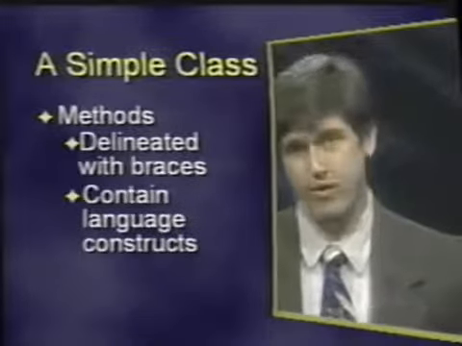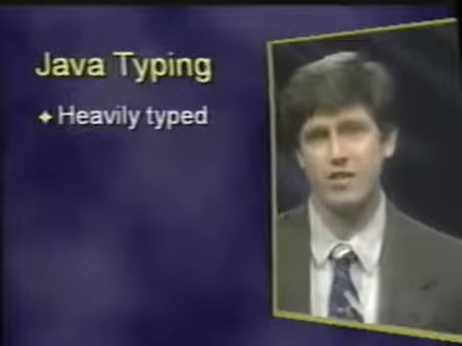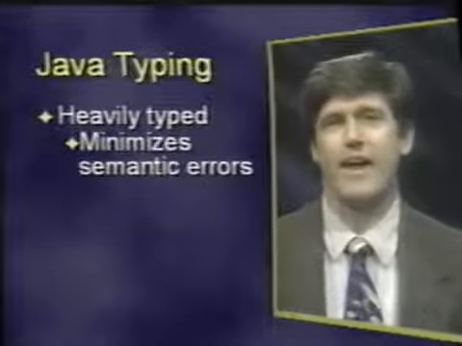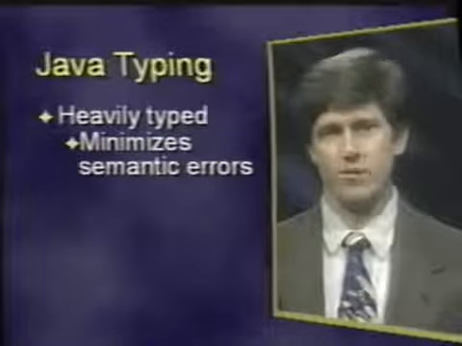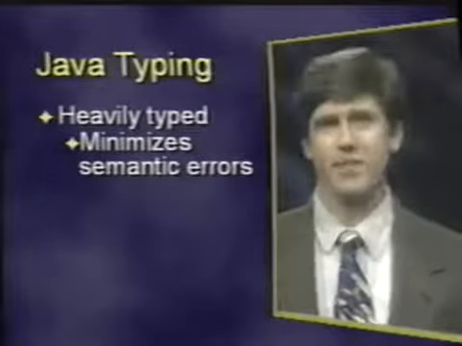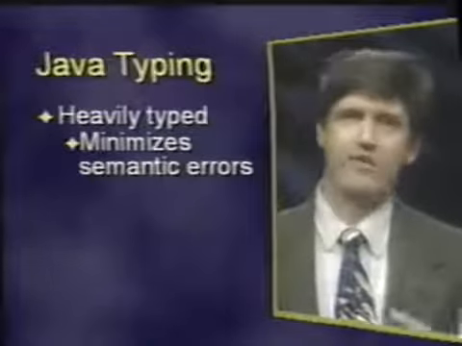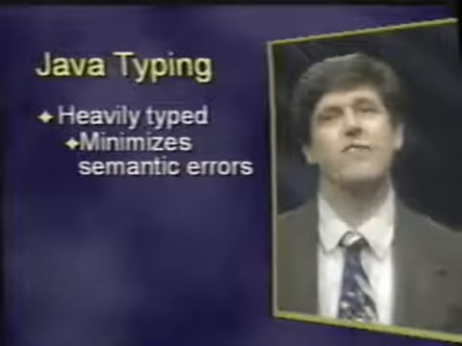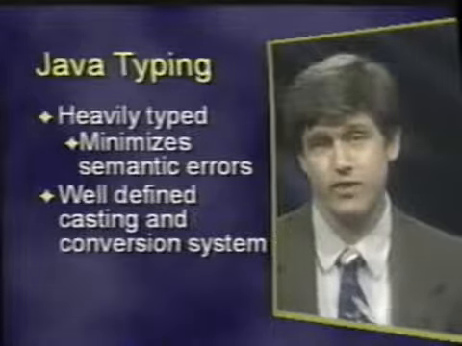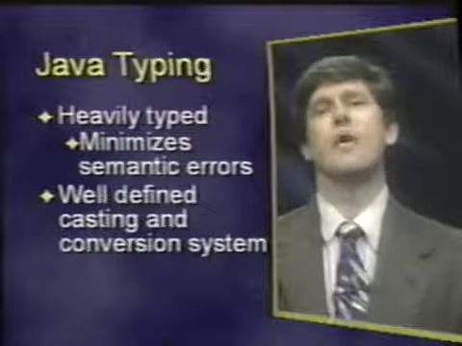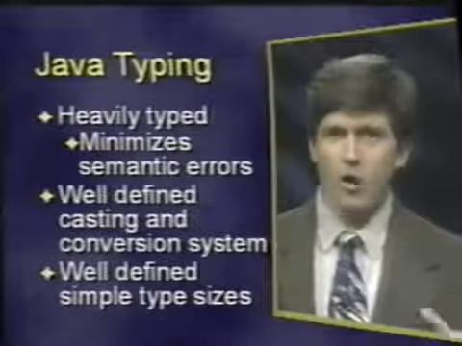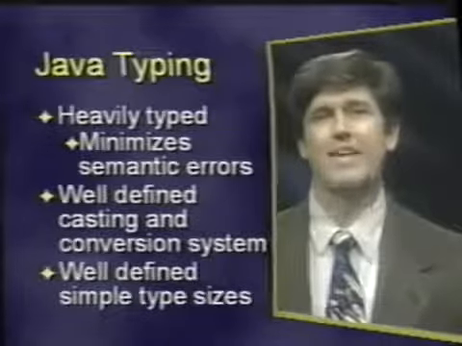Now typing, this is an important thing in Java because Java is a very heavily typed language. And one of the nice things about this is that it gets rid of a lot of semantic errors. Basically, you can have things in other languages that are loosely typed that are not syntactic errors, but are semantic errors, meaning you meant to do something else, but it still compiles. It didn't mind that you're using two different types. It has a very well-defined casting and conversion system for casting from one type to another that's actually very strict. And one other thing is you have a well-defined and simple set of type sizes. So you know that an integer is always 32 bits wide. You know that it's always big-endian byte ordering.